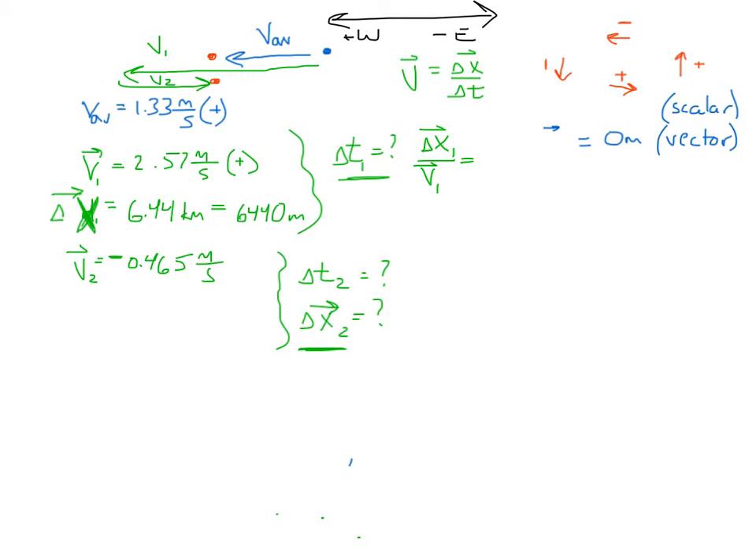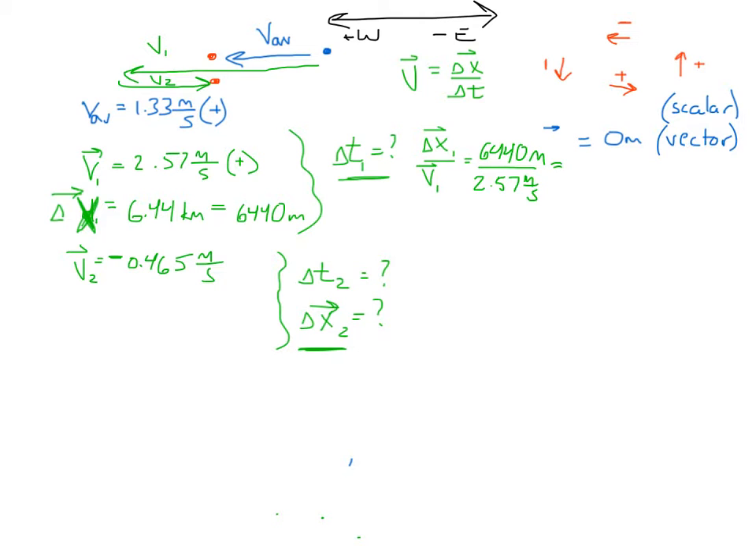All right. So let's find out what that is. What is our change in displacement 1? Well, we're told that it's 6,440 meters, over what's the velocity that she originally walked with? 2.57 meters per second. And that's going to give us the amount of time that she took to walk that first leg of the journey.